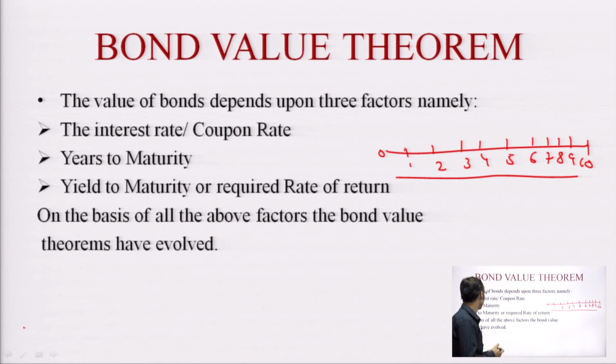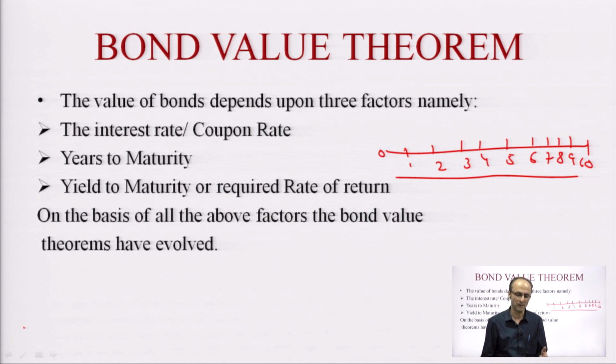So, third important point is yield to maturity or required rate of return. Now, what is yield to maturity or required rate of return? Yield to maturity and required rate of return is the expectation of the bond holder. It is the return that is being expected by the bond holder over the maturity period of the bond. So, if suppose in the future the expectation of the bond holder starts to increase, the value of the bond will automatically decline.